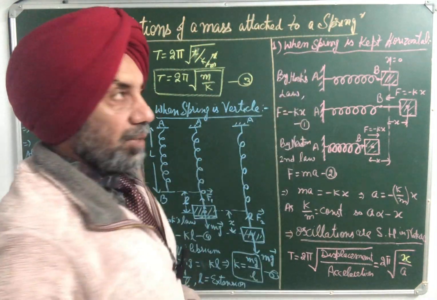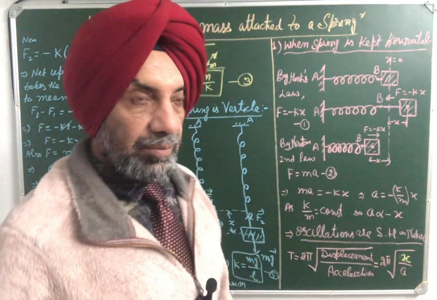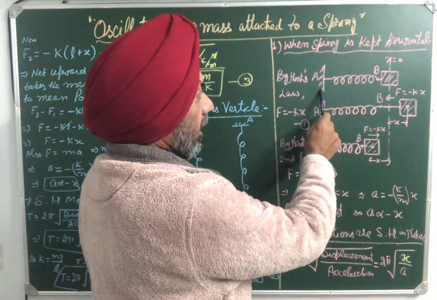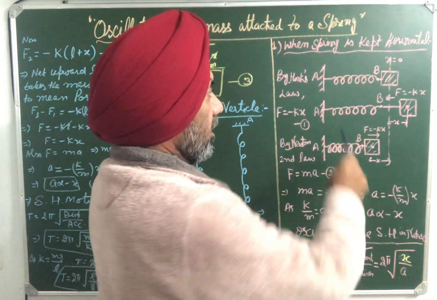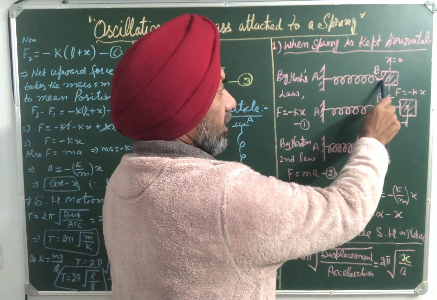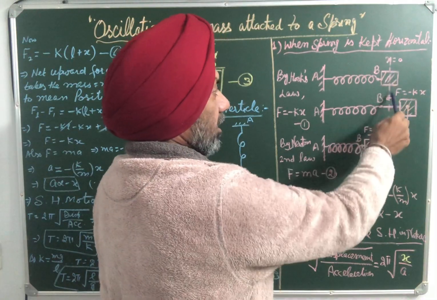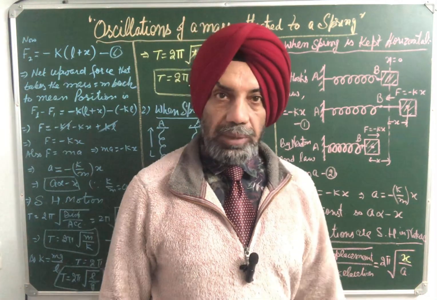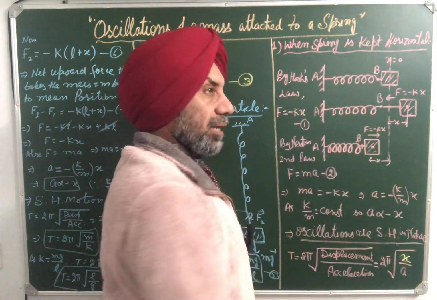First of all, suppose the spring is held horizontal. Suppose this is rigid support A and a spring of spring constant k, AB, and to the free end B a mass m is attached so that it is in equilibrium, that is, this is the equilibrium state of the mass and spring.